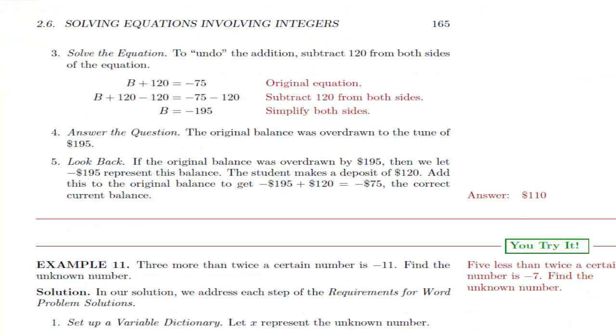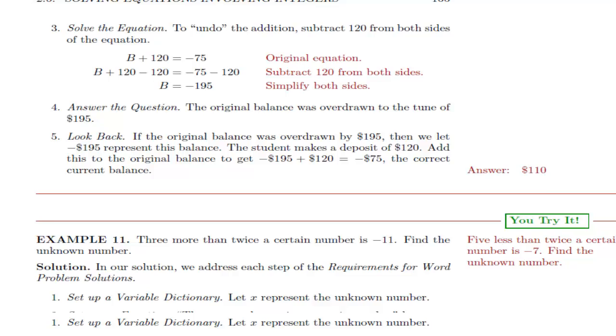3. Solve the equation. To undo the addition, subtract 120 from both sides of the equation. So on the left we get B, and on the right we get negative 195. 4. Answer the question. This original balance was overdrawn to the tune of $195. 5. Look back. If the original balance was overdrawn by $195, and we let negative $195 represent this balance, the student makes a deposit of $120, add this to the original balance to get negative $195 plus $120 equals negative $75, the correct current balance.